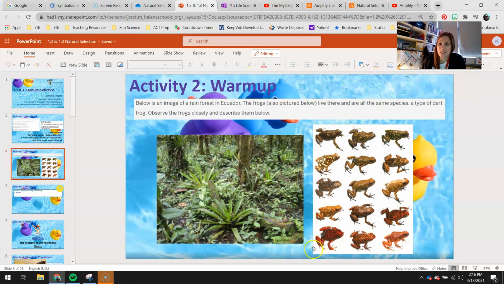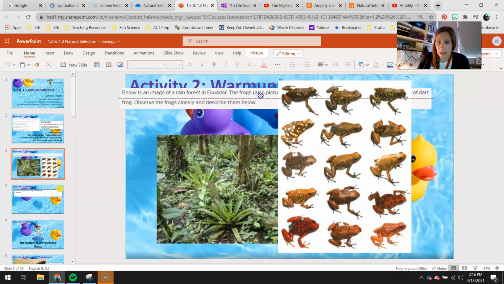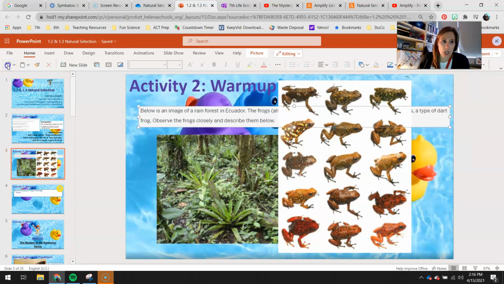Even though these all look different, please ignore the fire alarm, and the building is not on fire. Although they look different, they are actually the same type of species. They're a type of dart frog. Observe the frogs closely and describe them below. If you need, you can click the picture and expand it to make it a little bit larger.